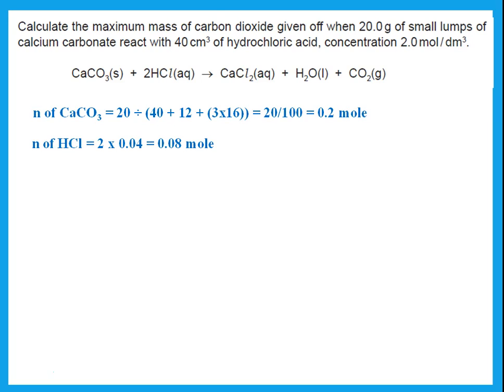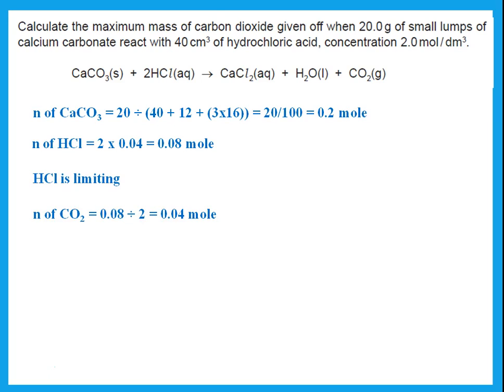The equation says that the number of moles of HCl should be twice that of calcium carbonate. Is it twice, or more than, or less than? The number of moles of calcium carbonate is 0.2. The number of moles of HCl is 0.08. So actually, it is much less. The number of moles of HCl is much less than what it should be. Because if I have 0.2 mole of calcium carbonate, I will need only 0.1 of HCl. I have less than 0.1, so that is the limiting reagent. So that is the one that I should use to calculate whatever he's asking for. So HCl is the limiting reagent.